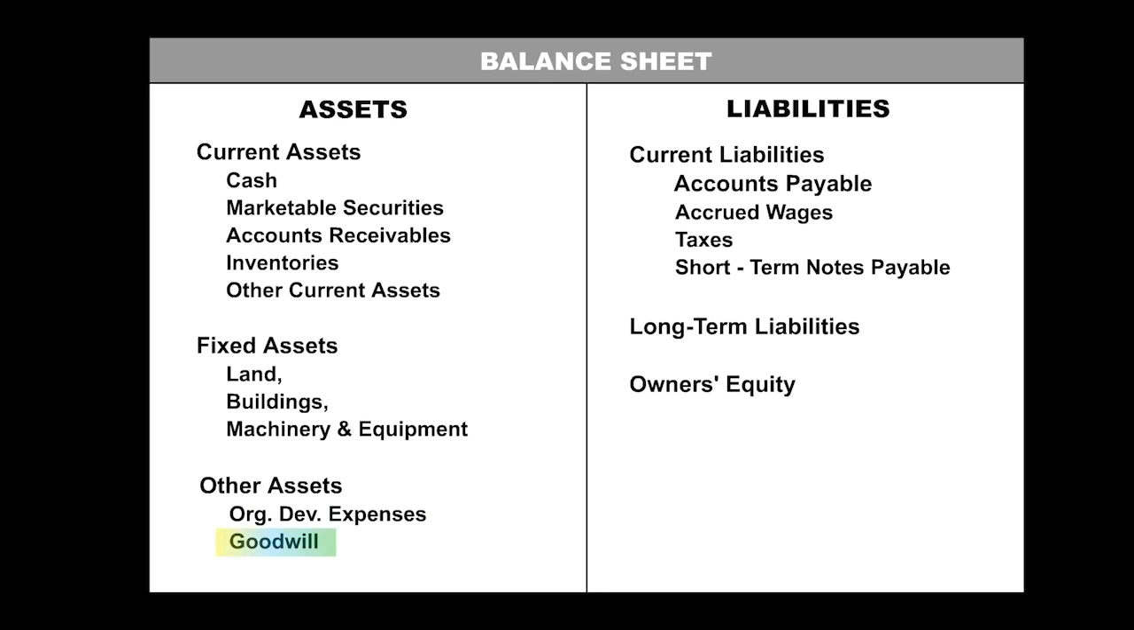Goodwill also comes under other assets. It represents the premium price paid by the enterprise on assets or corporate shares bought over their stated book values. Both organizational development expenses and goodwill are intangible assets that are very difficult to sell, if they are at all saleable. The liabilities side is also presented by the accountant in a similar manner.